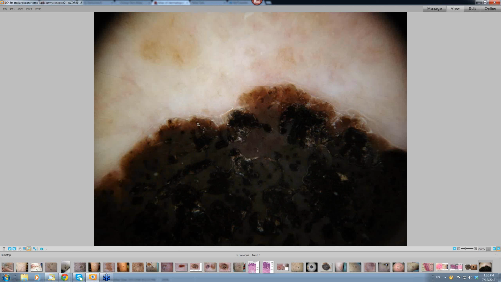But you see the edges here. There are no nests of melanocytes growing out here. There are no pseudopods. There are no radial peripheral lines. These are some crypts here with a lot of dark keratin material, and a lot of cells with melanin in them as well.